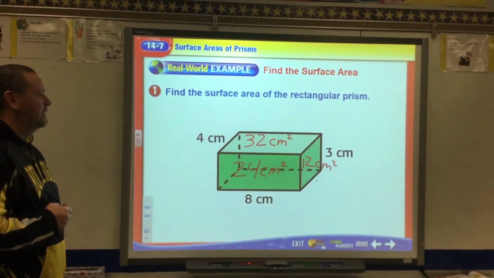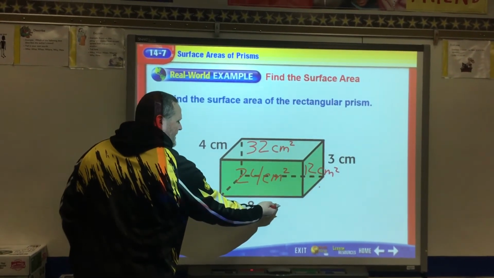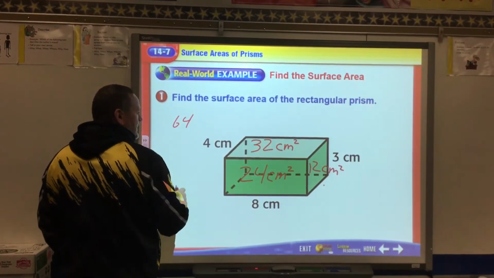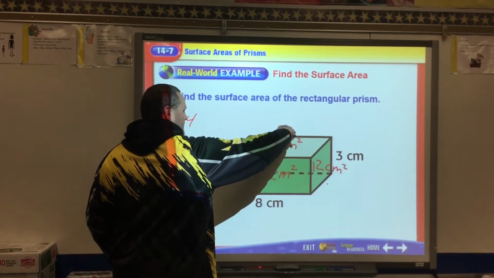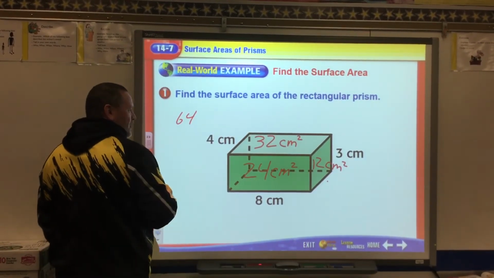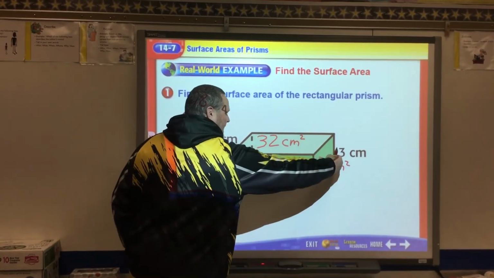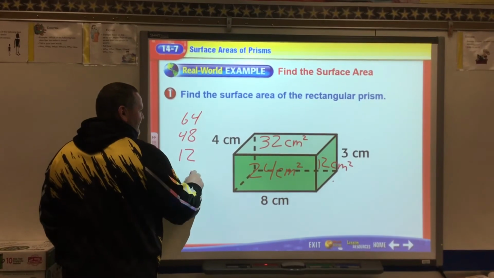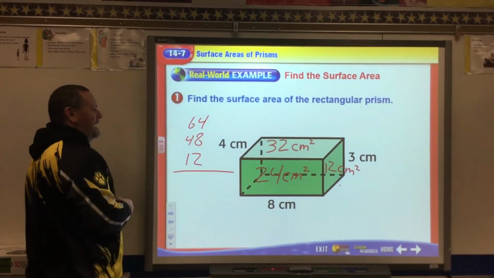Okay. Now, since the top is going to be exactly the same as the bottom, I can double 32 and get 64. Since the front is exactly the same as the back, I can double 24 and get 48. And since the right side is exactly the same as the left side, I can get 12. All of the labels will be centimeters squared. So all I have to do is add those up.